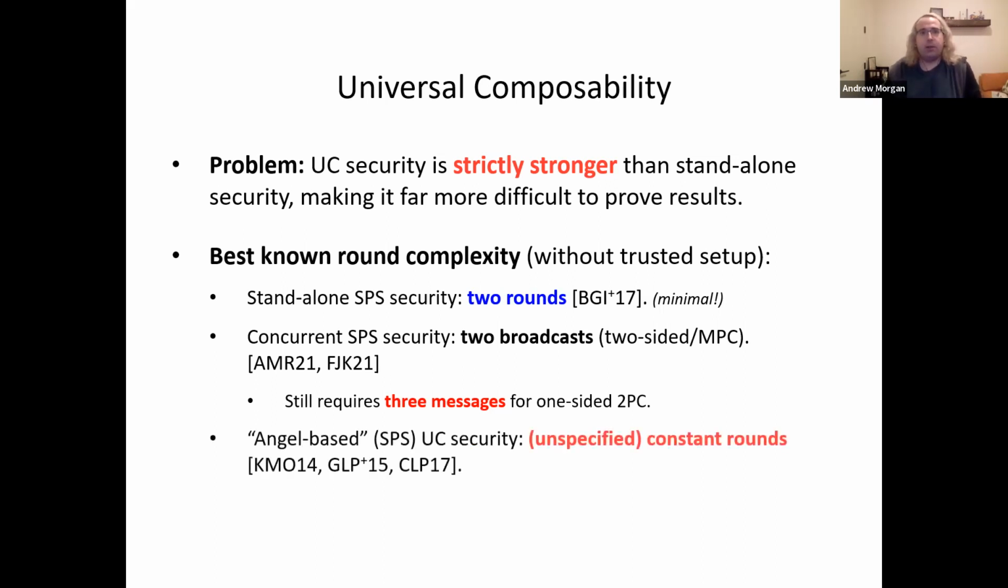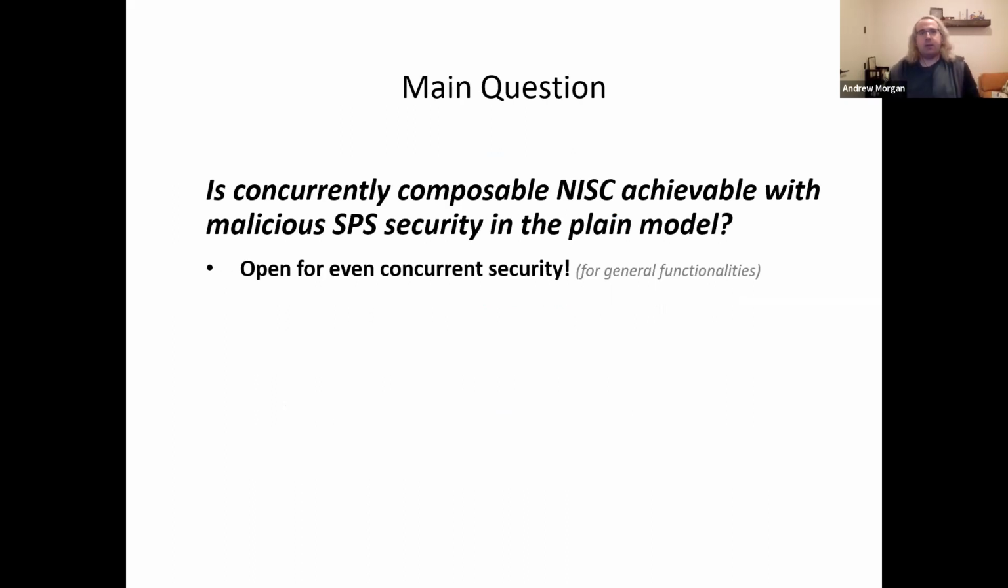Furthermore, if we want both concurrently and composably secure protocols, the best known constructions prior to our work require an unspecified constant number of rounds of communication. So it's remained an open question whether concurrently and composably secure NISC, or for that matter, even concurrently secure NISC for general functionalities, can be constructed with malicious SPS security in the plain model.